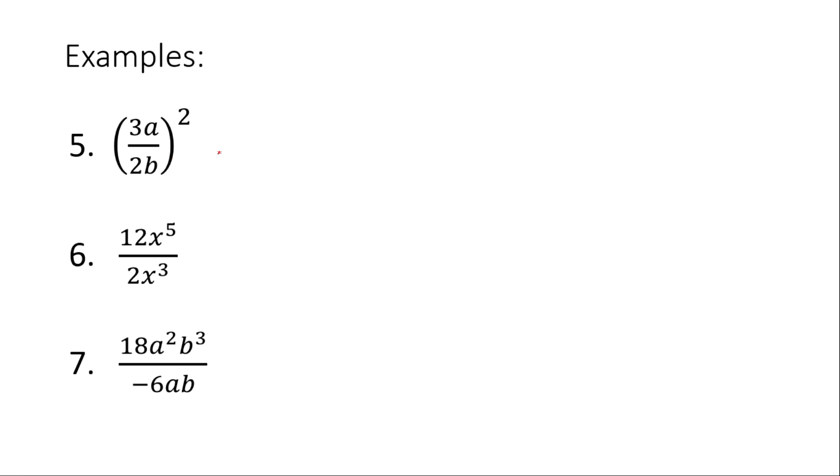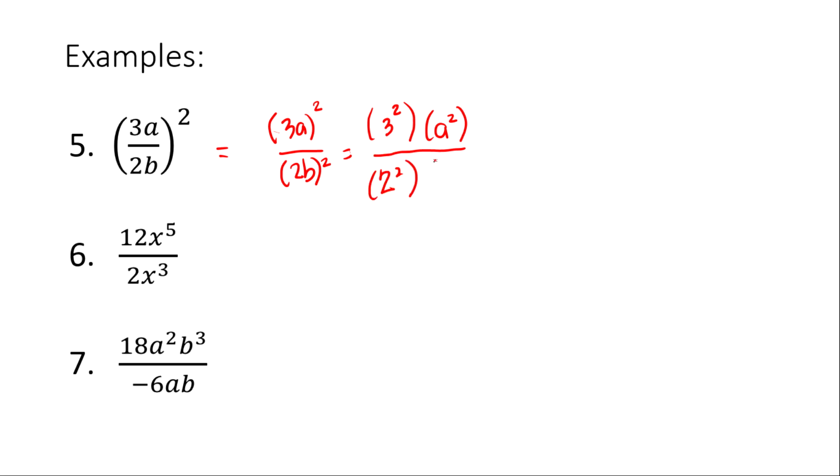Next, we have the term 3a over 2b raised to the 2nd power. So, ang ibig sabihin, 3a is raised to the 2nd power over 2b is raised to the 2nd power. So, we have 3 to the 2nd power, and then a to the 2nd power. Next, we have 2 to the 2nd power, and b to the 2nd power. So, we have 9 a squared over 4 b squared.